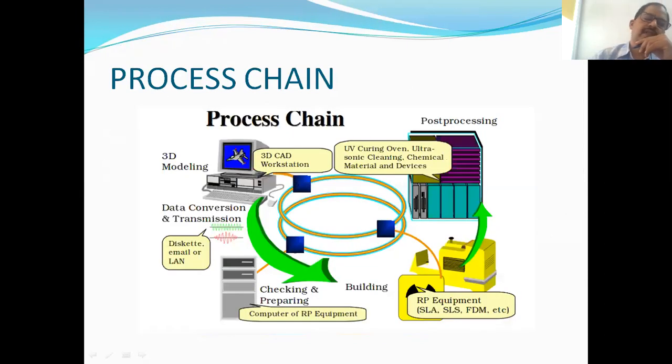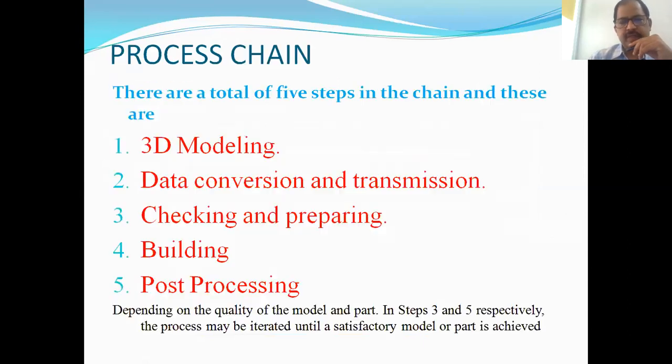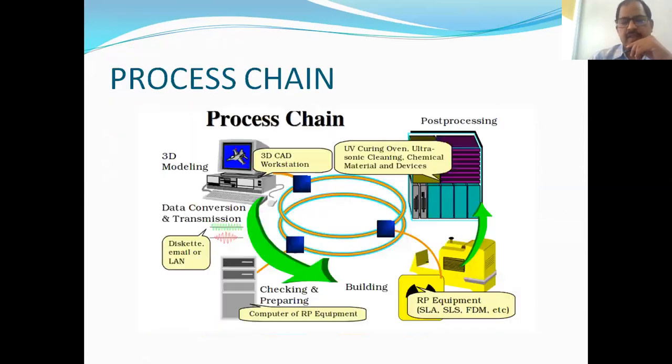Now coming to the process chain, we have 5 steps. What are the steps? 3D modeling, data conversion and transmission, checking and preparation, building, and post process. Now here you see 3D modeling, data conversion and transmission, checking and preparing, building, and post processing. UV and cutting, curing oven, ultrasonic cleaning, and chemical material device. These are some methods we are using in the curing process.